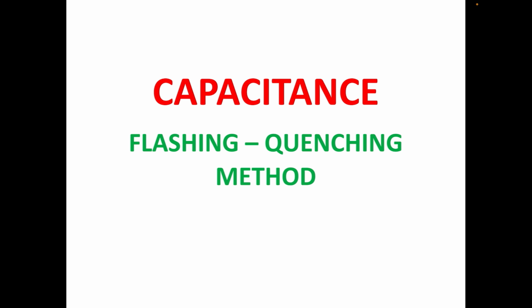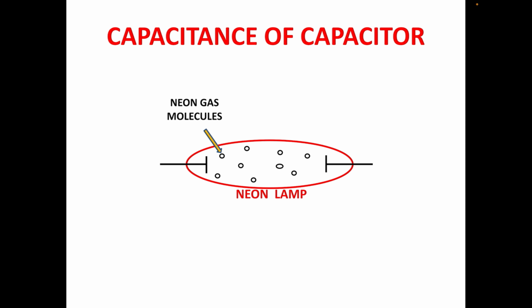In this video, I will share an experiment to determine capacitance of a capacitor using flashing and quenching of a neon lamp. A neon lamp consists of a small glass bulb filled with neon gas at low pressure, and it is fitted with two electrodes.